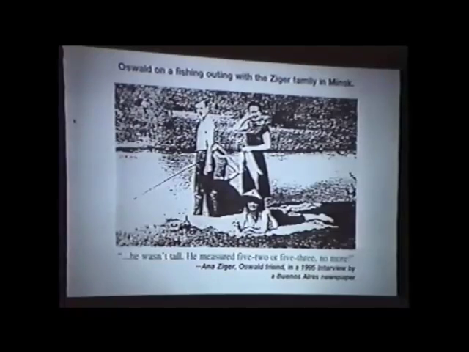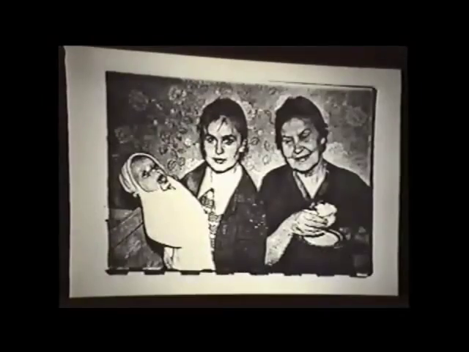Not widely known is a newspaper interview given in 1995 by Anna Zeiger, a friend of Lee and Marina in Minsk. Anna, her mother, sister, and Lee are seen here fishing. She says of Lee, quote, "He wasn't tall. He measured 5'2" or 5'3", no more," unquote. This photo seems to verify that the Oswald the Zeigers knew was extremely short. All three photos have been faked for some reason, possibly to substitute a different Oswald.